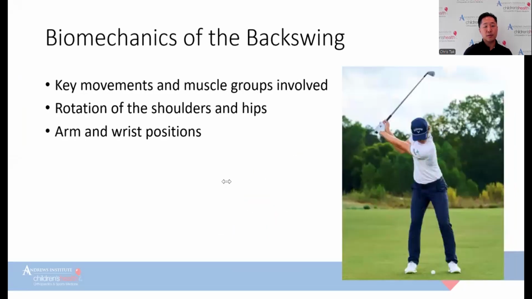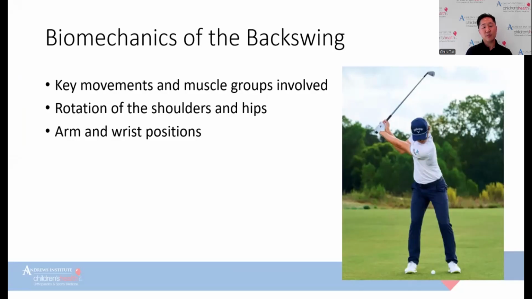Then let's jump into the biomechanics of the backswing. The backswing sets up the power and then the accuracy of the swing. Key movements involve rotation and proper positioning of the body and the club. As you start to move the club away from the ball, your body rotates through, and you should be able to create a coil and generate the power as you come down on the downswing.